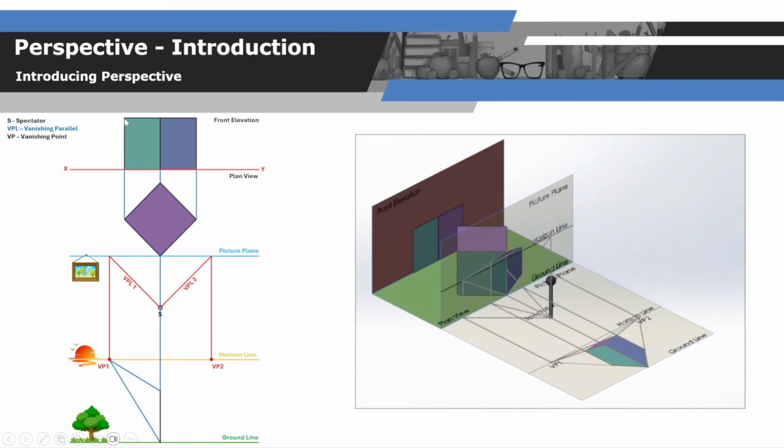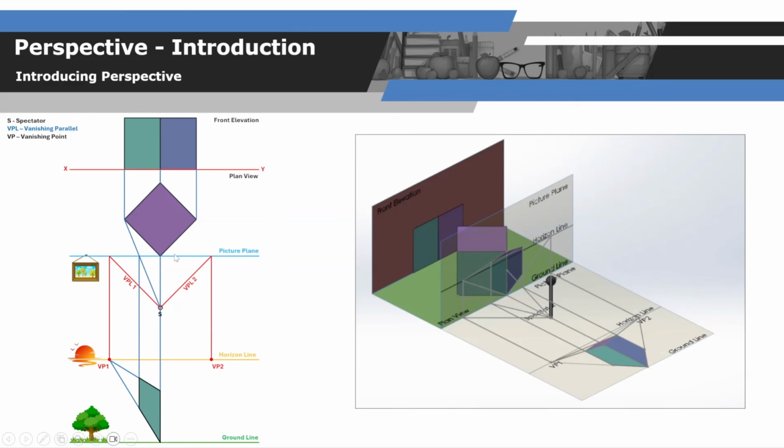So the way to find this edge is we're going to go down to our plan view. We're going to take that point, bring it down to the spectator, just like so. And where this line intersects with the picture plane, we bring that straight down. And here is essentially the green surface in perspective. So all we do then is we heavy in the lines and then we shade that in green, and that is the full green surface in perspective.